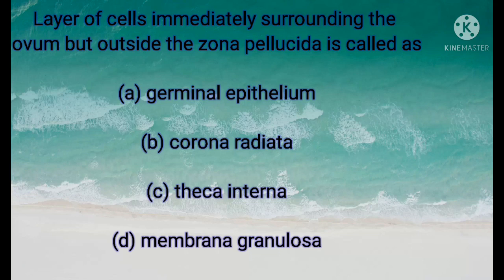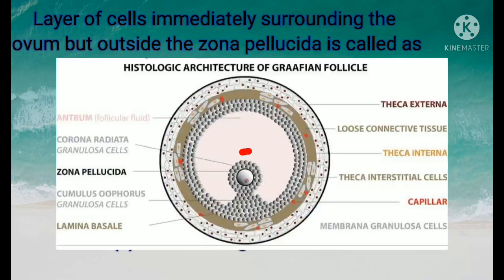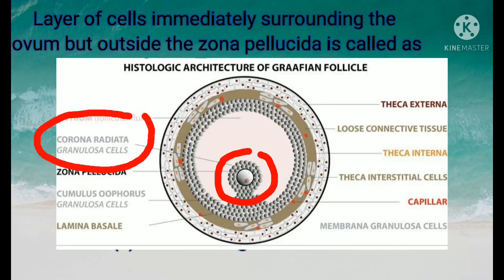In these follicles, the cell cover is present on the surface of the oogonia, primary oocyte, or primitive stage, or before the formation of the secondary oocyte. And this shows the layer of cells that immediately surrounds the ovum outside the zona pellucida. Actually, the zona pellucida is non-cellular, and around it is a cell layer, and that cell layer is called the corona radiata.